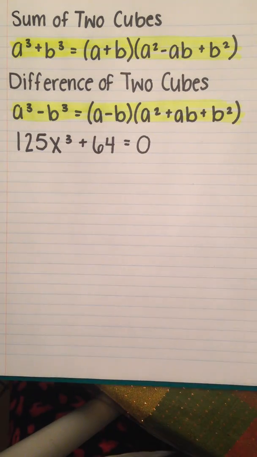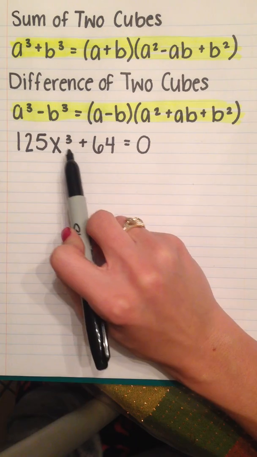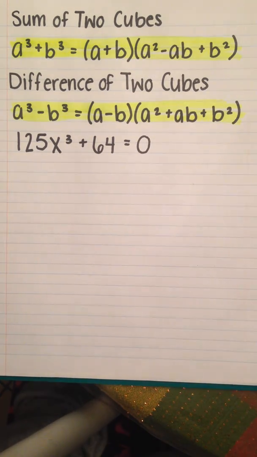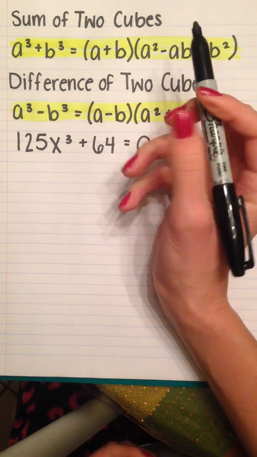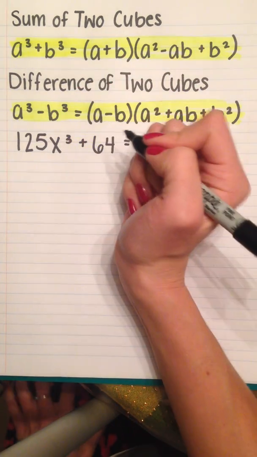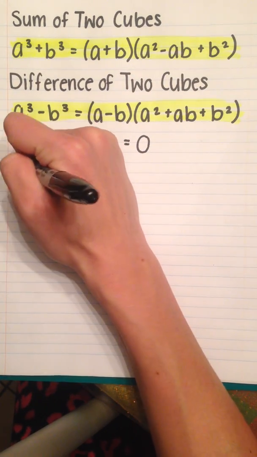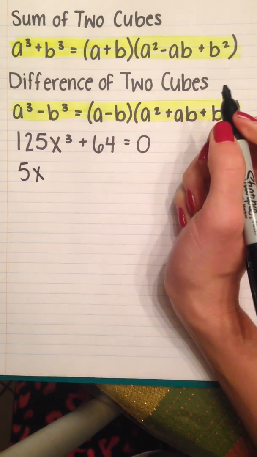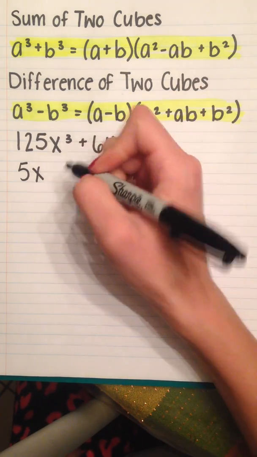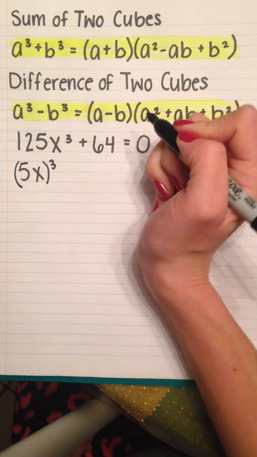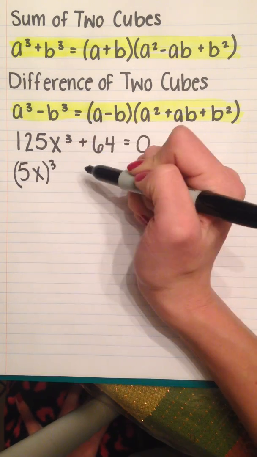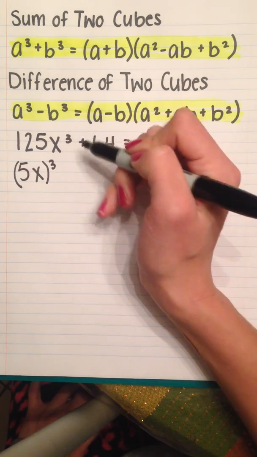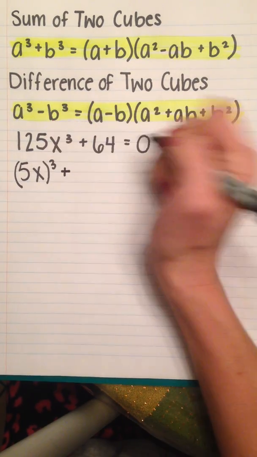We have here 125x cubed plus 64 equals 0. The most important thing is to find our A and our B. So we ask ourselves, 125x cubed is what cubed? Let's find the cube root. The cube root is 5x. Why? Because if we take the whole thing cubed and distribute our exponent, we have 5 cubed equals 125, and x cubed is simply x cubed. So we have our A.